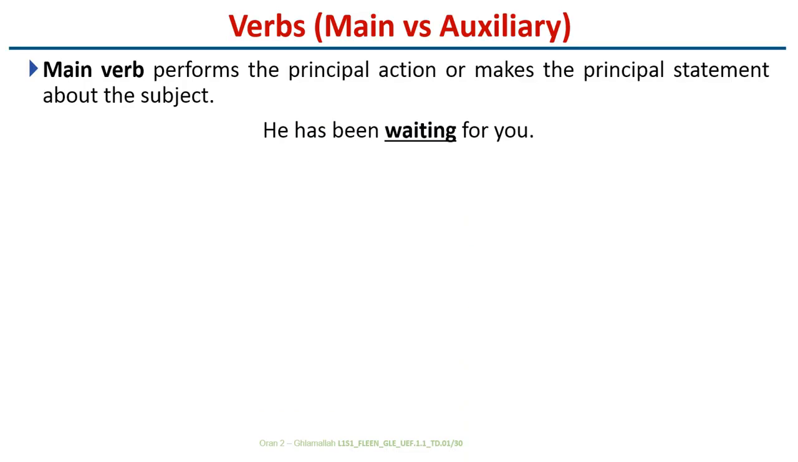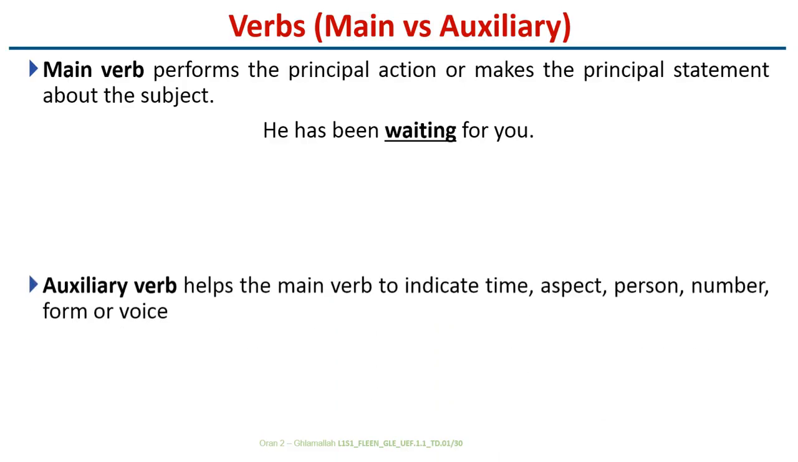For example, he has been waiting for you. In this sentence, there are three verbs: has, been, and waiting. But waiting is the main verb of this sentence. The verb to wait is conjugated into the present perfect continuous. Has and been are just auxiliaries that help to form the tense, the present perfect continuous of the verb to wait. So we have waiting as the main verb.